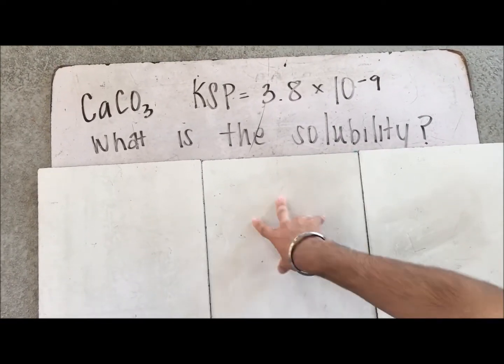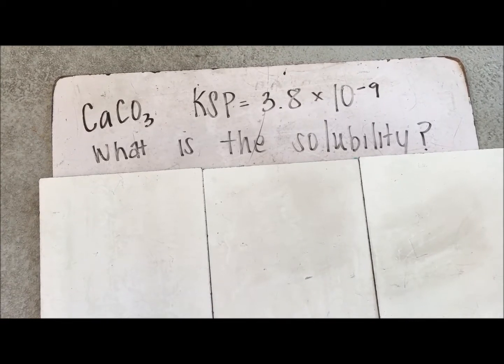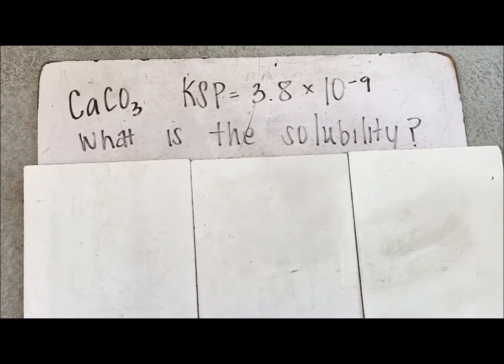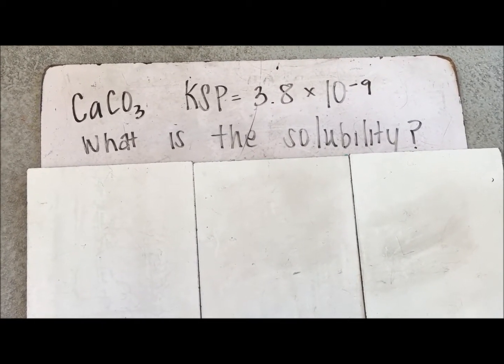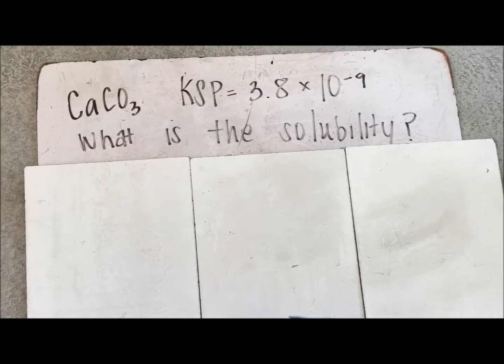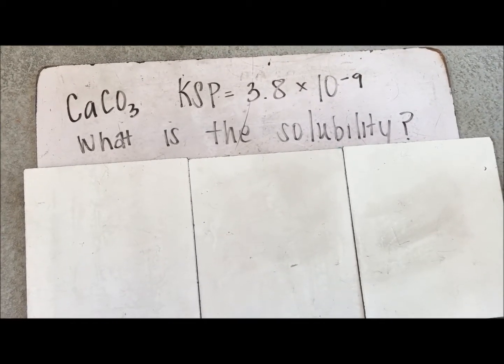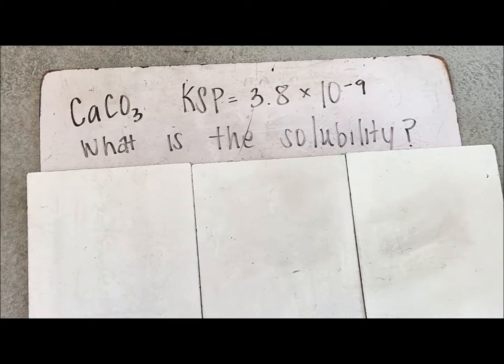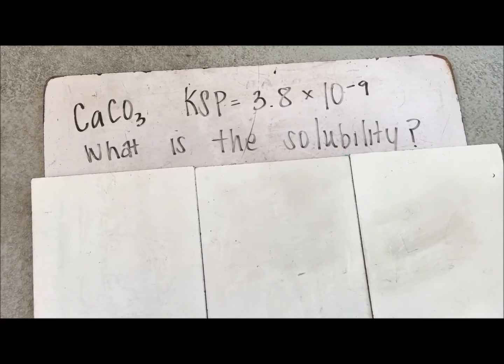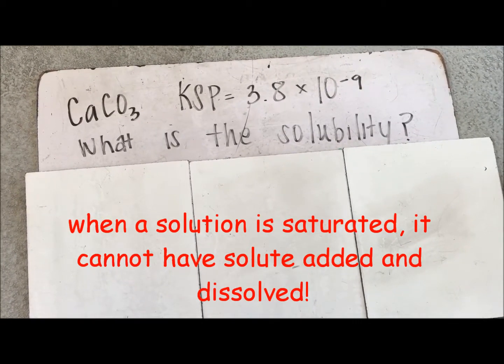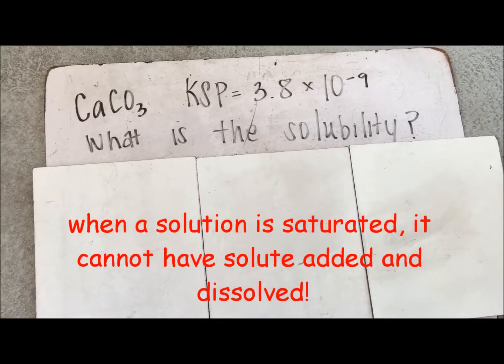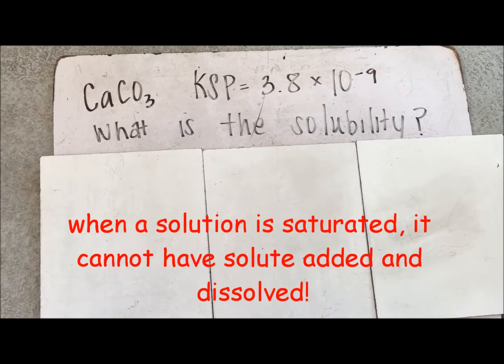So this is a sample question you could be given. What is the solubility when calcium carbonate is dissolved in water? So what is solubility? Solubility is basically how much of calcium carbonate can be dissolved in a solution before the solution is saturated. So we are given the Ksp, which is 3.8 times 10 to the minus 9, and let's get started.